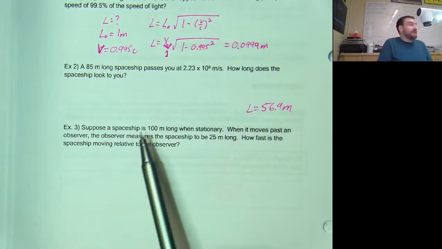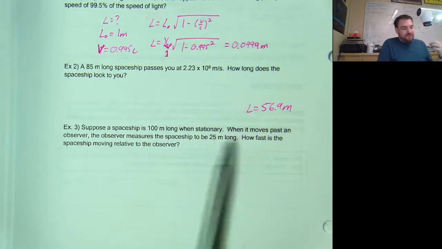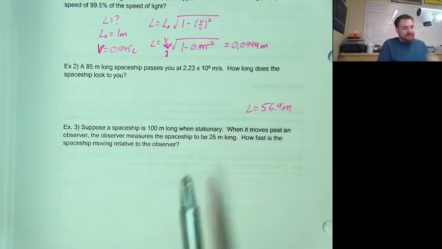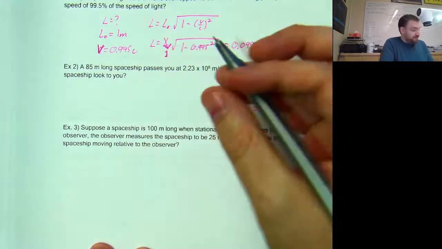Okay, so we can do the same kind of thing we did yesterday. Suppose a spaceship is 100 meters long when stationary. When it moves past an observer, the observer measures the spaceship to be 25 meters long. How fast is the spaceship moving relative to the observer? We can set this up the same way, except now we're looking for v. I'll just run it through for you guys.